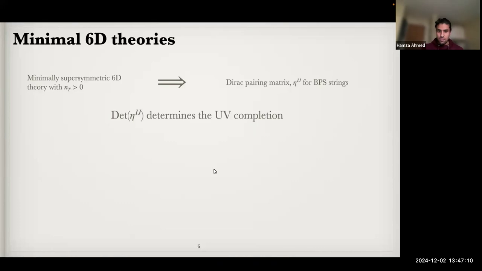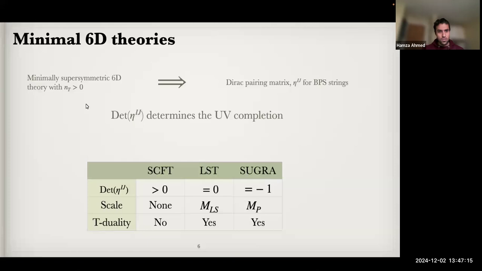Yes, exactly. Good. So in this case, there are 3 kinds of UV completions that you can have. In one case, you include the gravity multiplet. As you can see, there are these 3 values of the determinant. And of course, the first 2 are the superconformal field theory and the little string theory, where the gravity multiplet is decoupled. And the third one is just the supergravity theory, where of course you have the gravity multiplet.